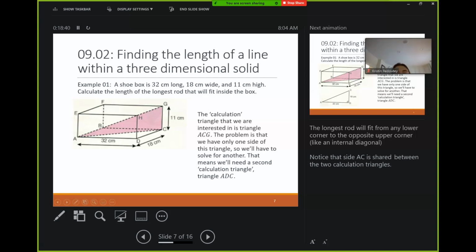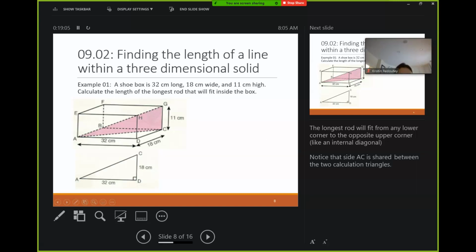Go ahead. Okay, well, there's another right triangle on the bottom. So you do 32 squared, 8 squared. Yeah, so we'll just make a second calculation triangle that involves AC, and hopefully it's a triangle that we know both of the other sides for. So that's exactly right. So we'll do that.